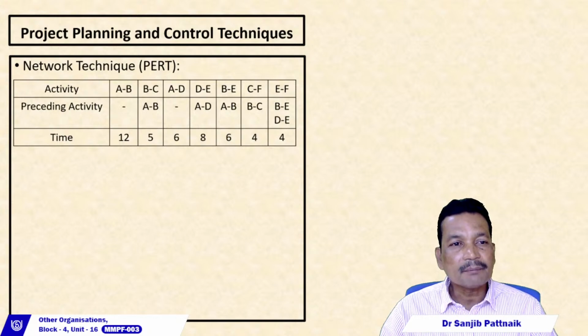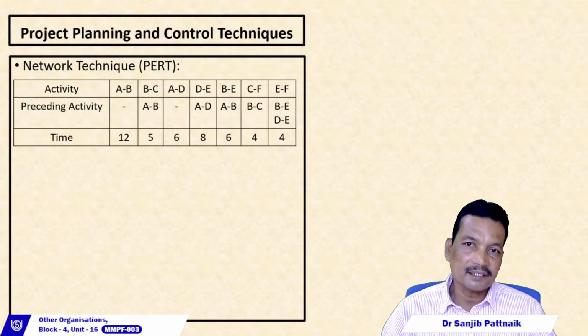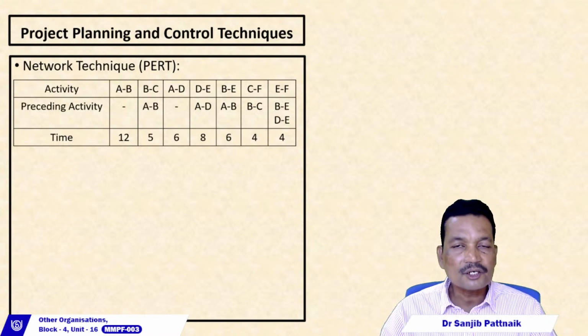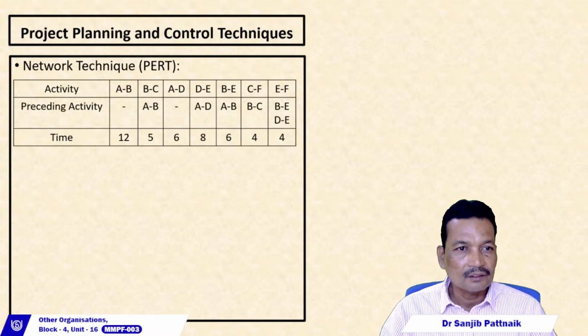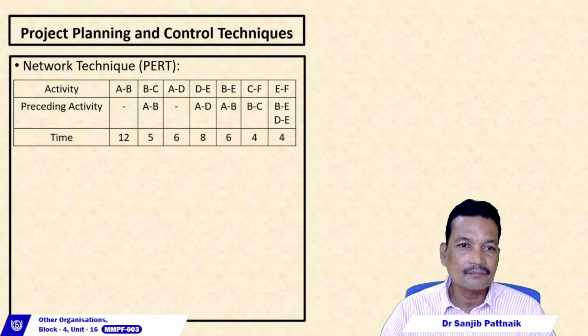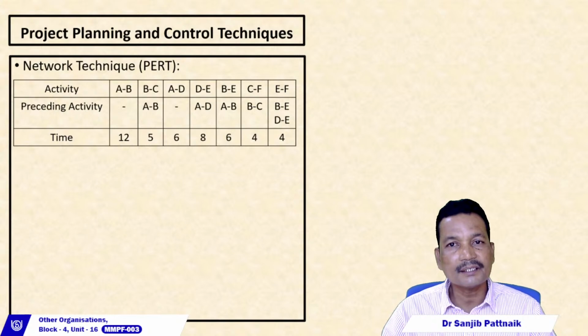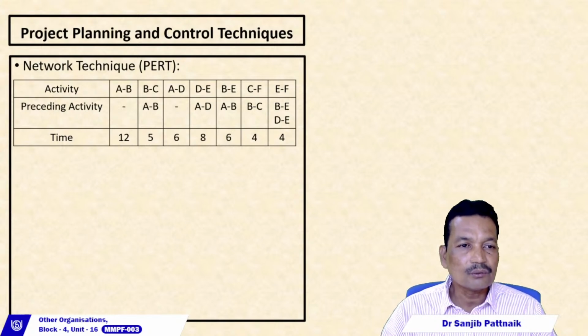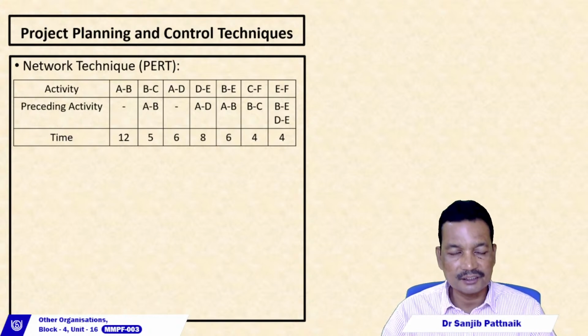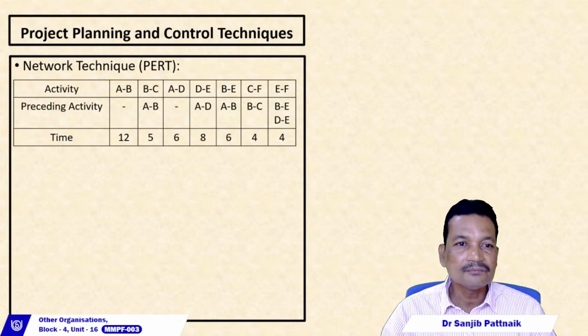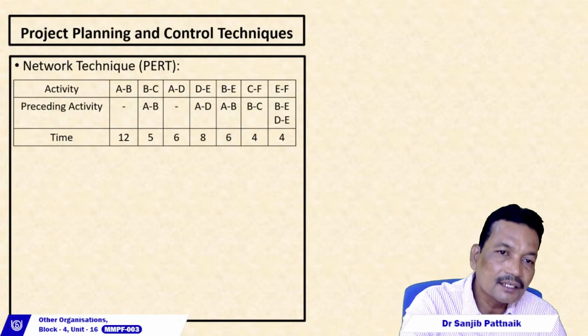Now, a project can be broken down into small activities. The combination of all the activities in a sequential manner will lead us from the beginning of the project to the end of the project. So while going for the network technique, to determine the duration of the project, we look at the activity and its preceding activity along with the time durations. Now, let us see how it is done.